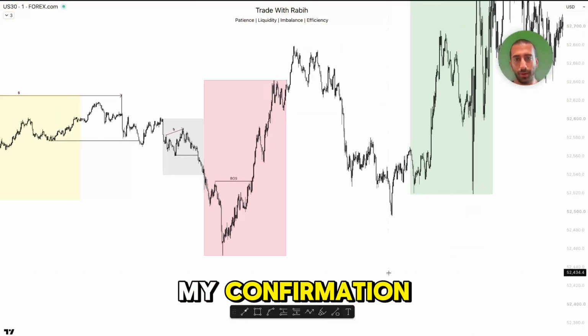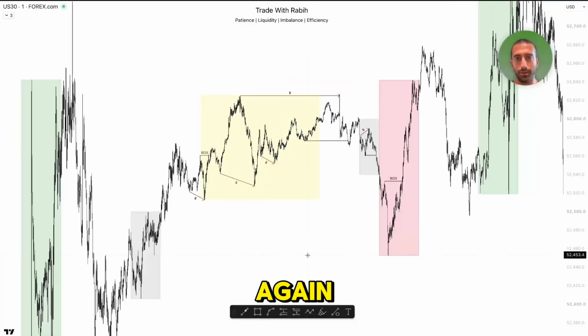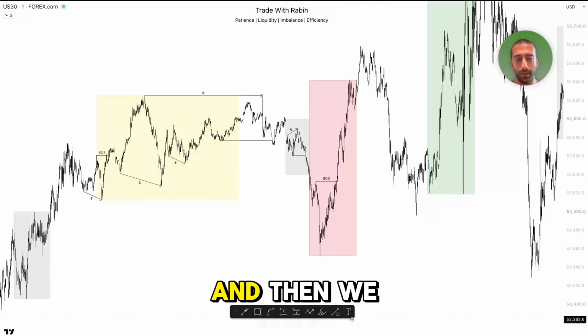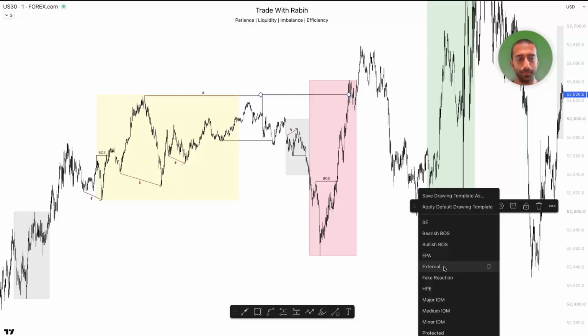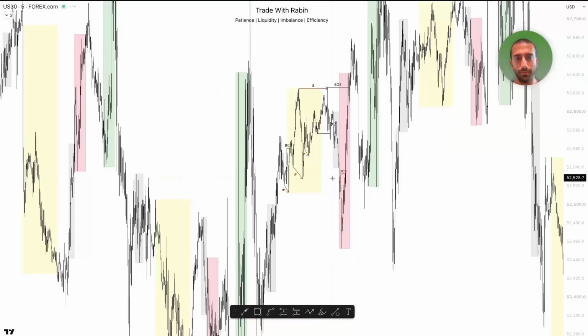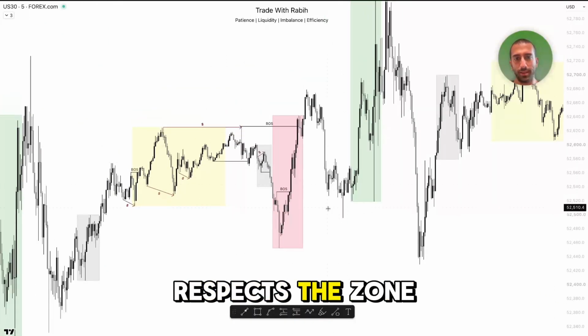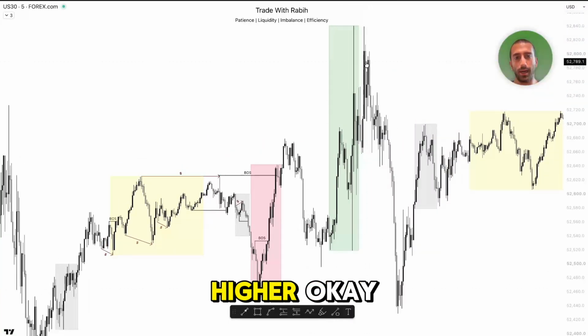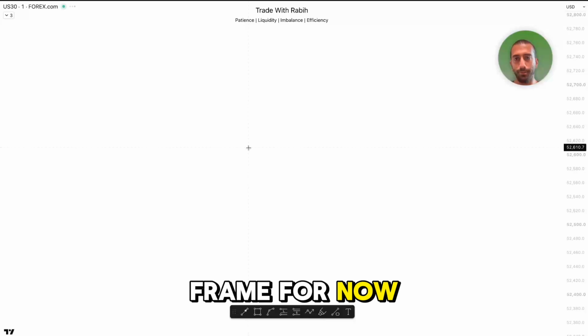And this is my confirmation. You see, price did not break past this low again. We swept liquidity and then we even broke structure to the high. So if I go on the 5-minute time frame, you will see that price fully respects this zone and keeps going higher. Okay? Now let's go back to the 1-minute time frame for now.